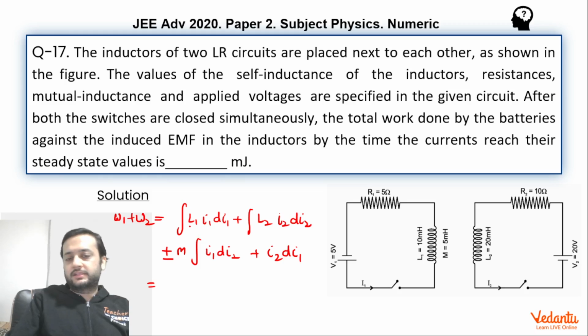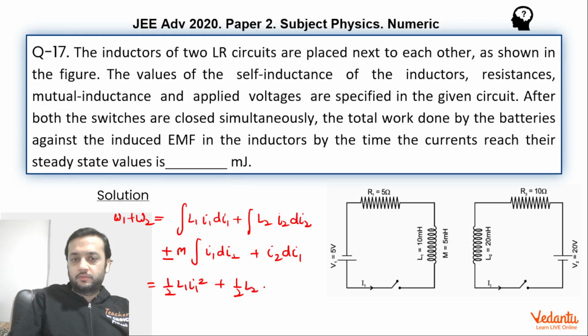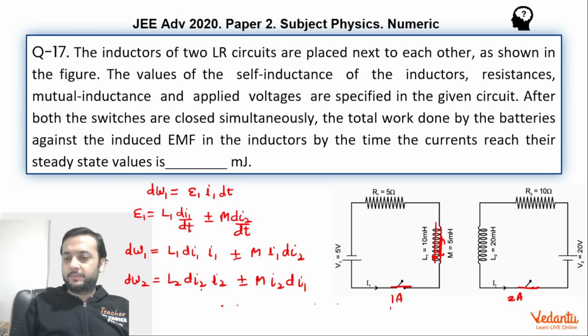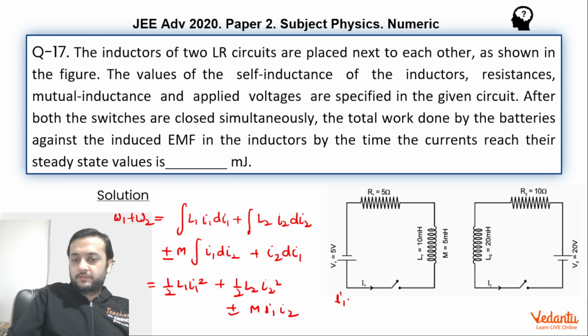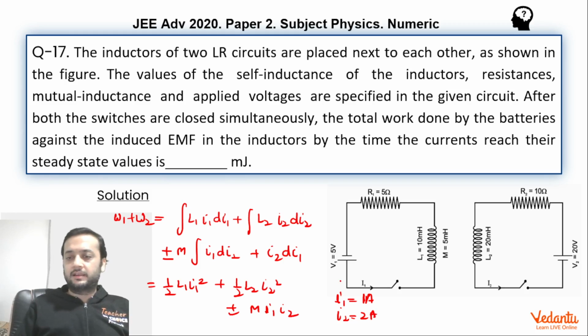So if you integrate this, you can see that this will become half L1 I1 square, half L2 I2 square, plus or minus M d of I1 I2. You can see this is written as d of I1 I2, that will become I1 I2, right? So when you put the values, I1 as 1 ampere and I2 as 2 amperes. M is given and L, everything is given. So you'll get your answer in millijoules because they are millihenries.